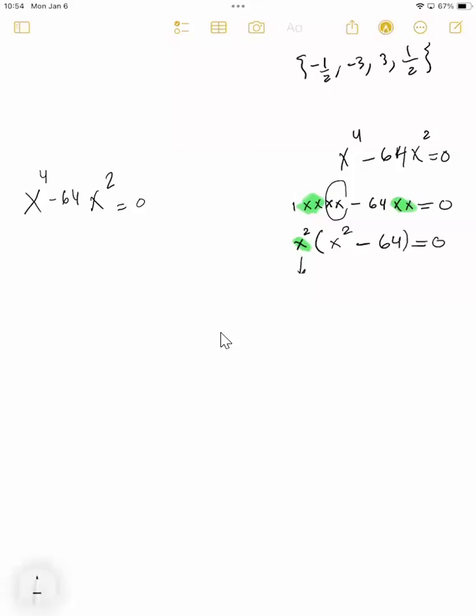I set each factor equal to 0 because I only have one x term. I don't need to factor them anymore.